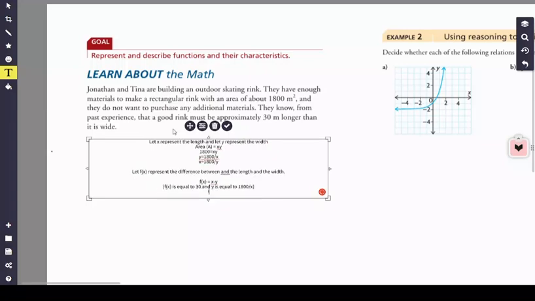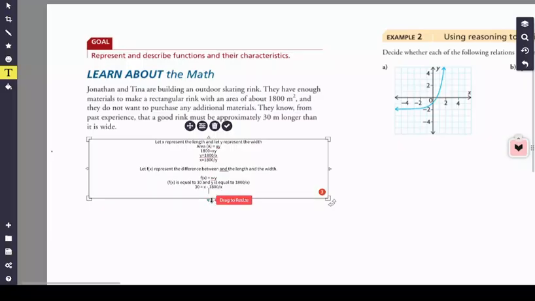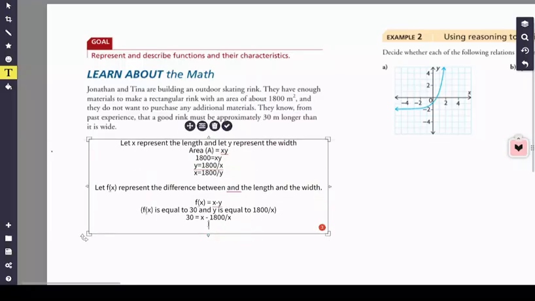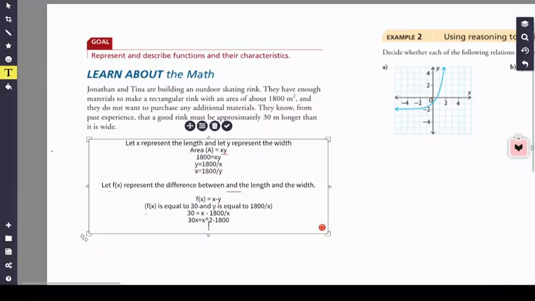So what does that mean? So f of x is equal to x minus y. So if we substitute in, 30 is equal to x minus 1,800 over x. And now all we need to do is just solve this algebraic equation. So let's multiply both sides by x, so we get rid of this fraction. So we get rid of the x in the denominator. So 30x is equal to x squared minus 1,800.